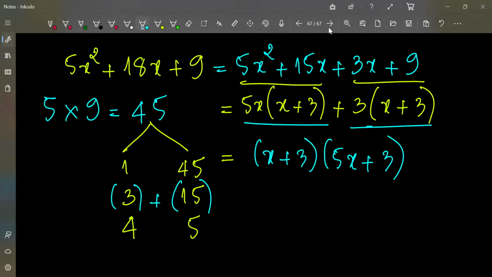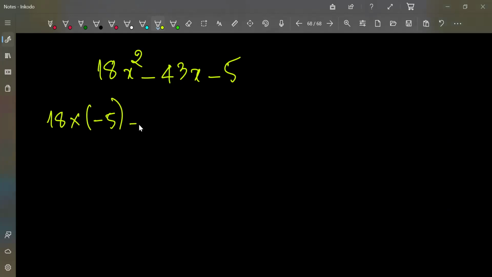So now let's move on to another example. If I have 18x squared minus 43x minus 5. So now let's find the multiplication of 18 and negative 5. 18 multiplied by negative 5, we get negative 90. Okay, so we continue to find two numbers that multiply to negative 90 and add up to negative 43. So let's list the factor pairs of negative 90.